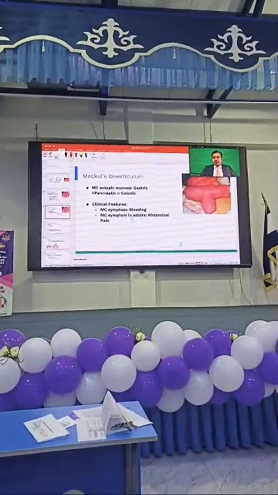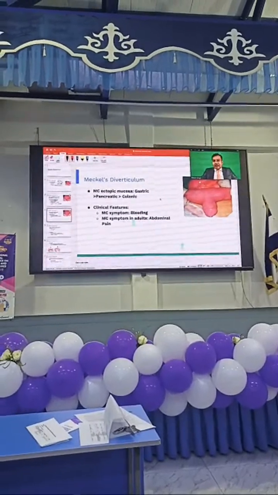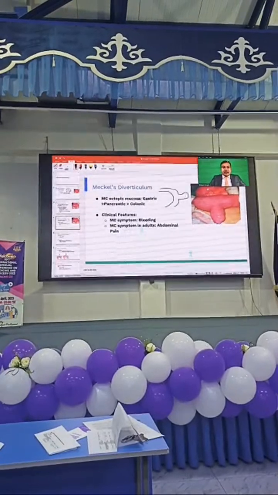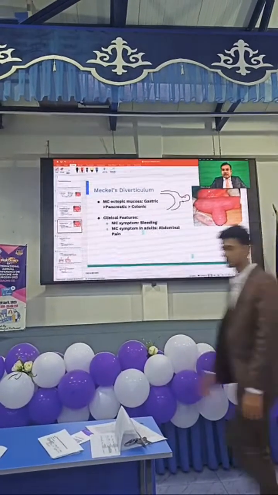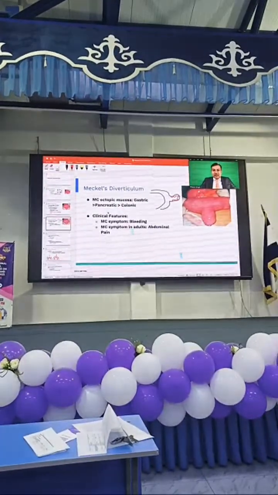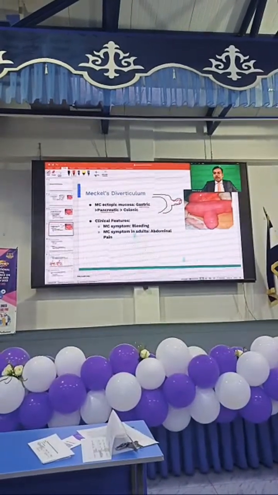Now what is the problem in Meckel's diverticulum? You know that there is presence of ectopic mucosa. So this is the diverticulum, you can see here, and here there is presence of ectopic mucosa. What is the ectopic mucosa? It is gastric most commonly, followed by pancreatic, followed by colonic.